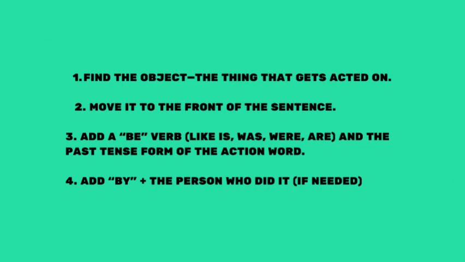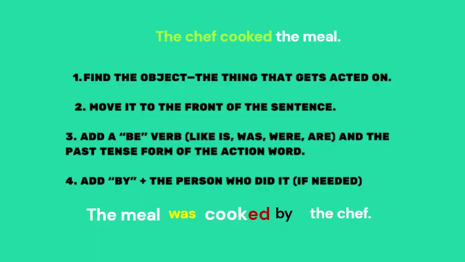Just to recap, the formation of the passive voice, you find the object or the thing that gets acted on, you move it to the front of the sentence, you add a be verb like is, was, were, and are, and you also add the past tense form of that action word, and then you add by plus the person who did the deed.